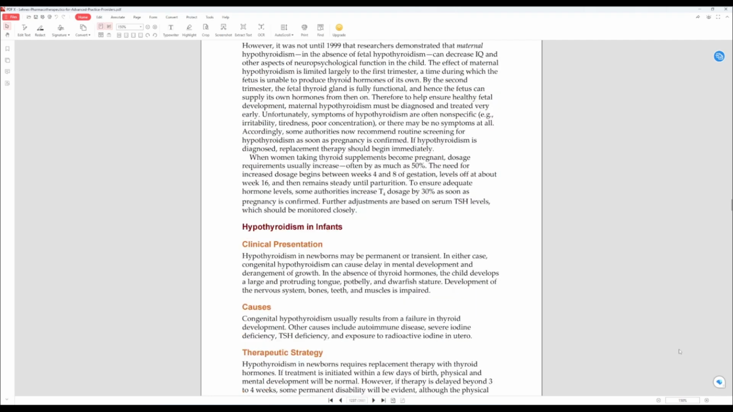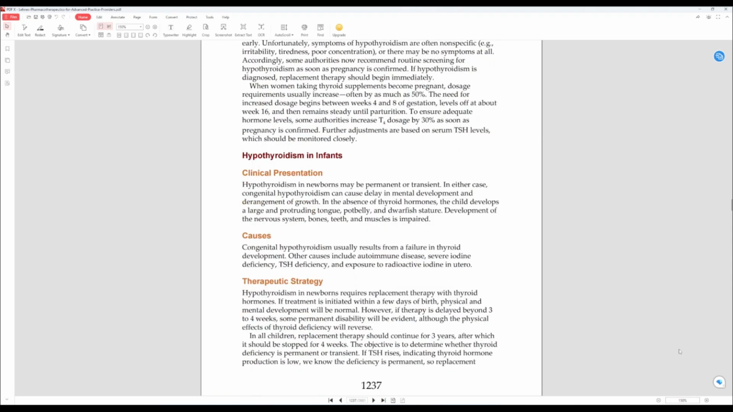Unfortunately, symptoms of hypothyroidism are often nonspecific. Again, it's irritability, tiredness, poor concentration, or there may be no symptoms at all. Accordingly, some authorities now recommend routine screening for hypothyroidism as soon as pregnancy is confirmed. If hypothyroidism is diagnosed, replacement therapy should begin immediately.